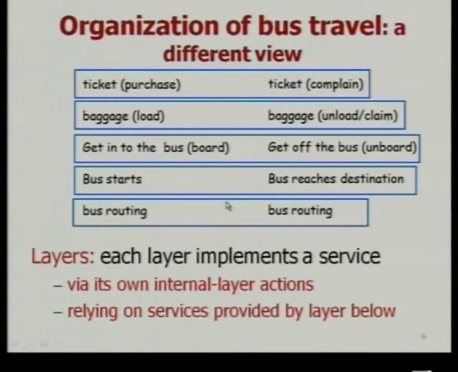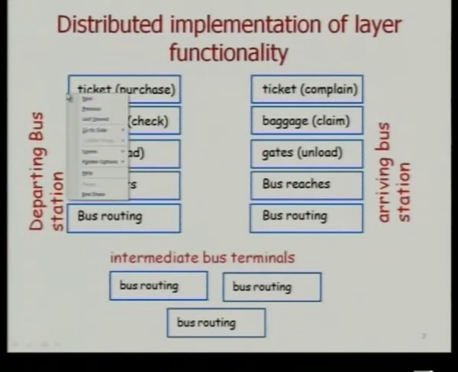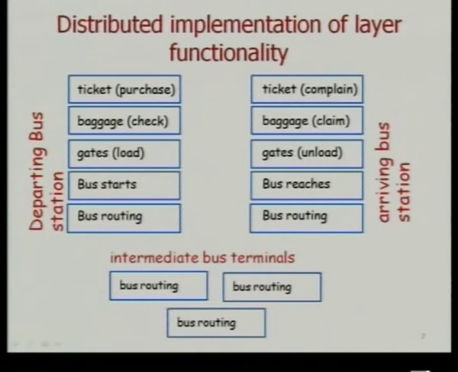Now if you have this kind of a view, let's look at it a little differently. Let's look at how this same functionality at different layers gets implemented at different places. For instance, just take the departing bus station. If you take the departing bus station, we have ticket purchase, baggage check, getting loaded at the gates, that is, you are entering the bus, the bus starts and bus routing. All these things take place at the departing bus station.